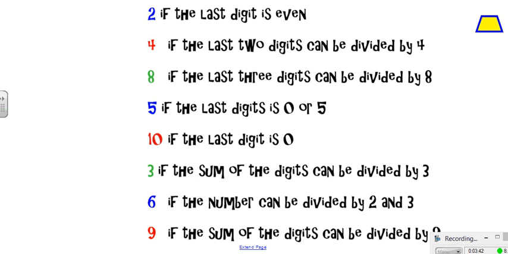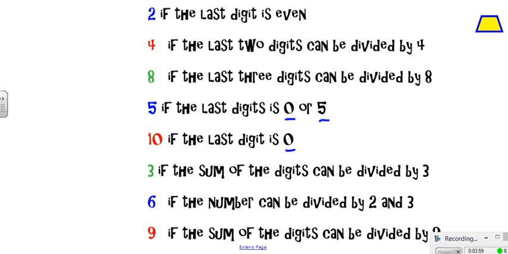Back to some easier ones then. 5, if the last digit is 0 or 5. 10, if the last digit is 0. Those ones are pretty standard. You've been learning those since, well, probably since you've been learning to count, way back in kindergarten.